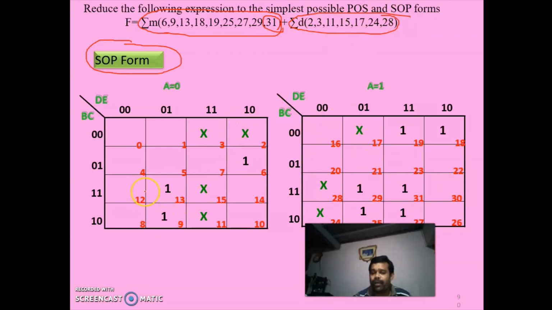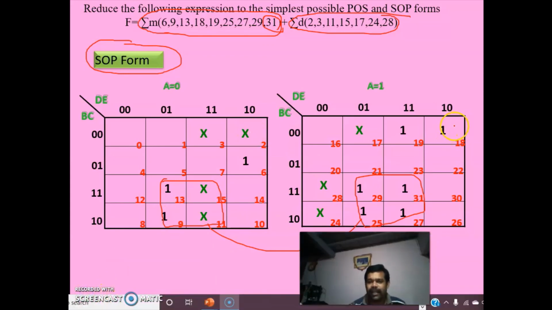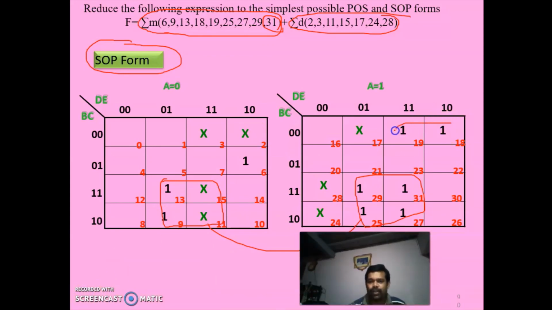Then we are going for grouping. So in the 5 variable map we have to check for identical ones in both the maps. So here you are having 4 ones. Here you are having 4 ones that you can take in common. Then here you are having 2 ones.